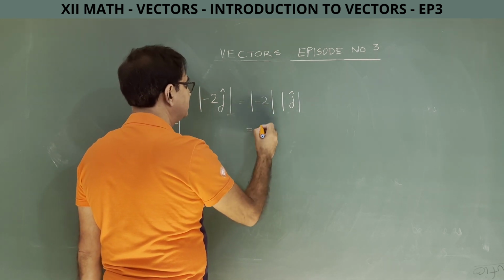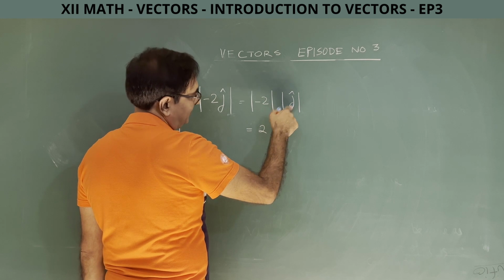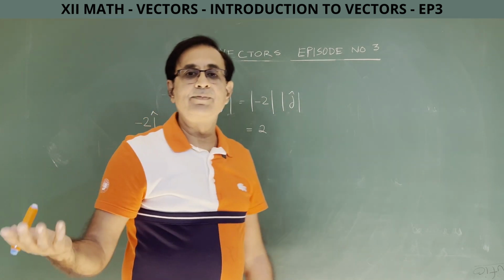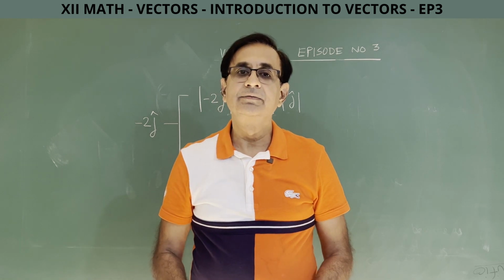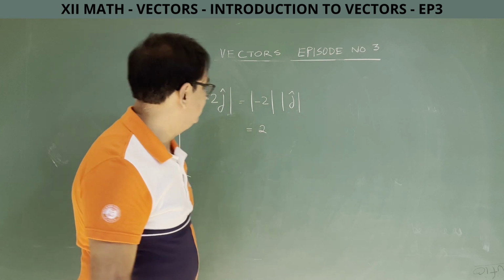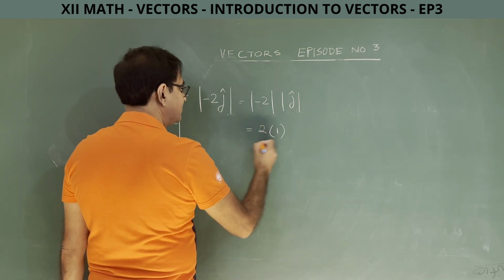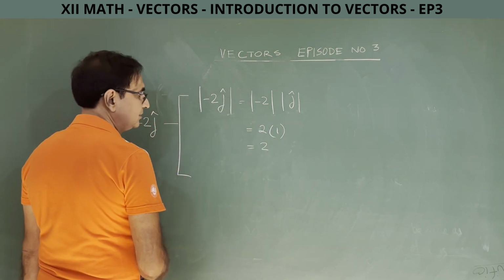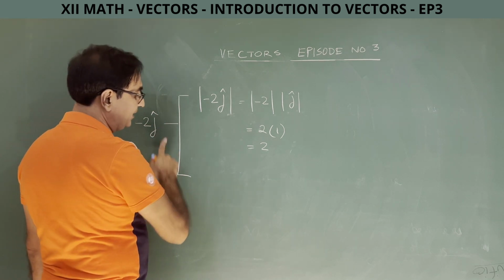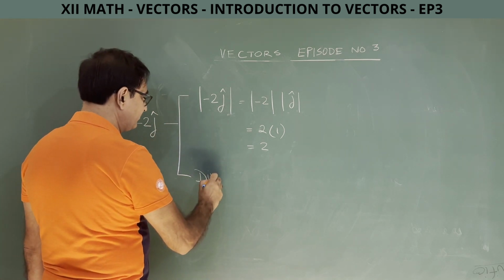What is the modulus of minus 2? 2. What is the magnitude of vector j? It's a unit vector. There is a special symbol also, the cap. The moment I put a cap on a vector, what does it represent, friends? It represents a unit vector. So it will be 1. So the magnitude is 2. 2, not minus 2, 2 times the magnitude of j, that is 1. And what will be its direction?